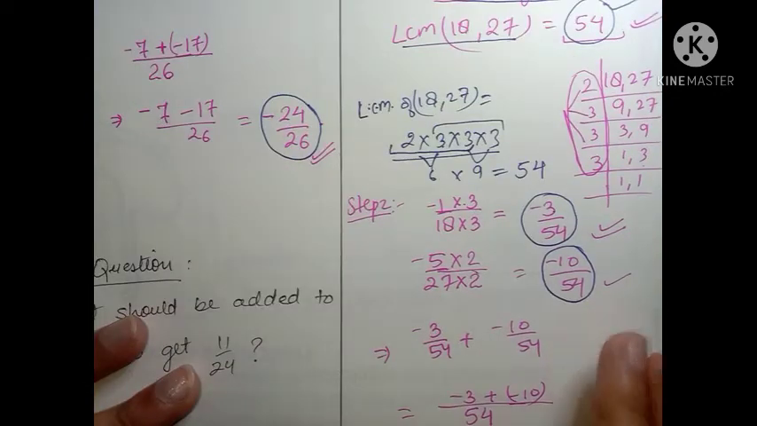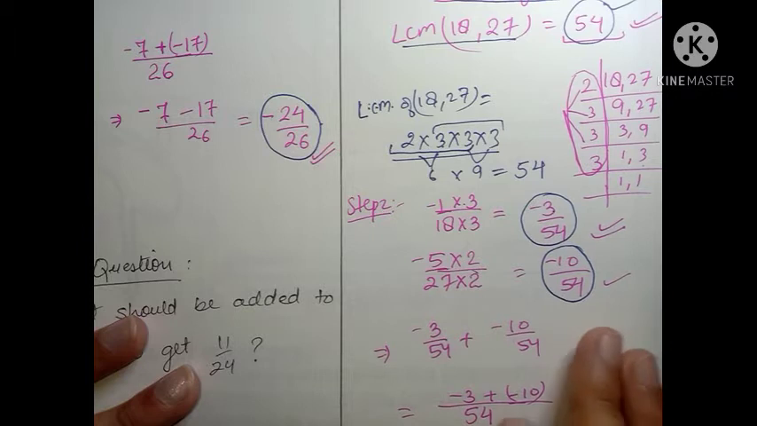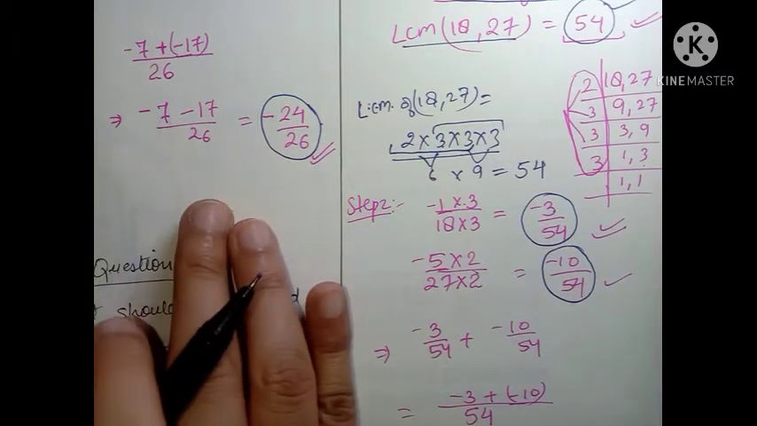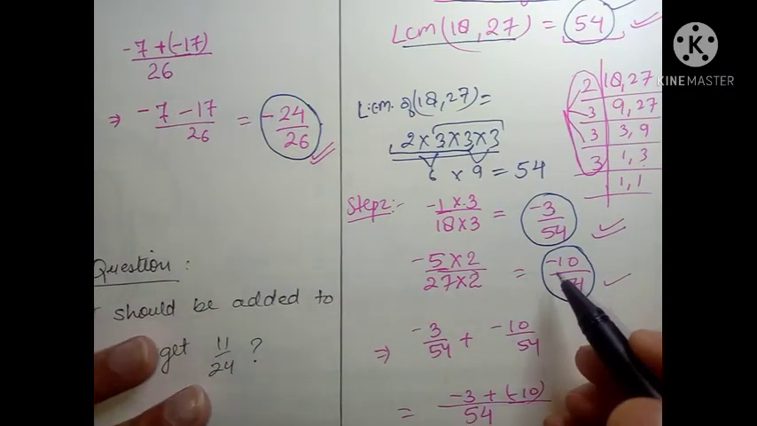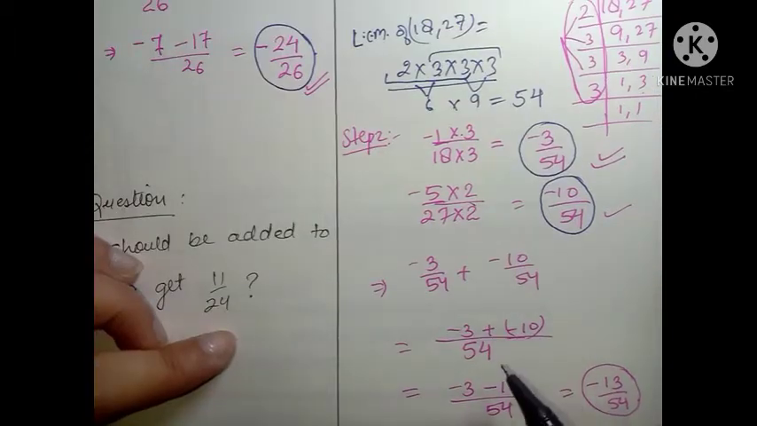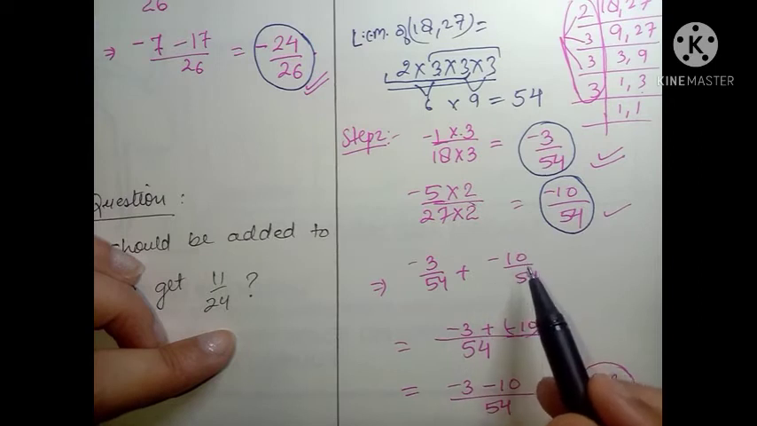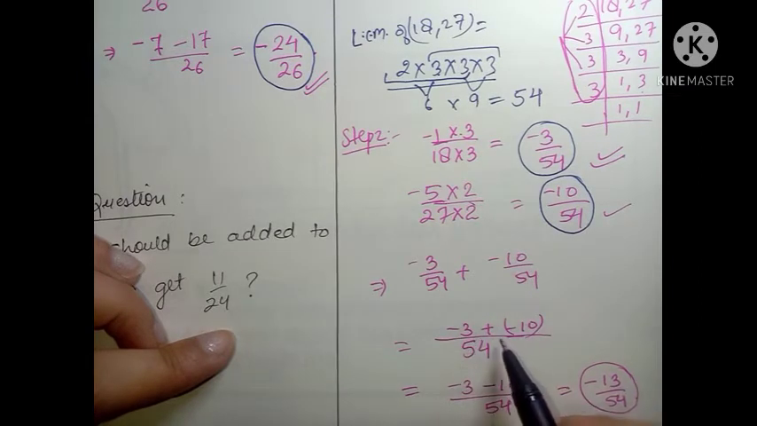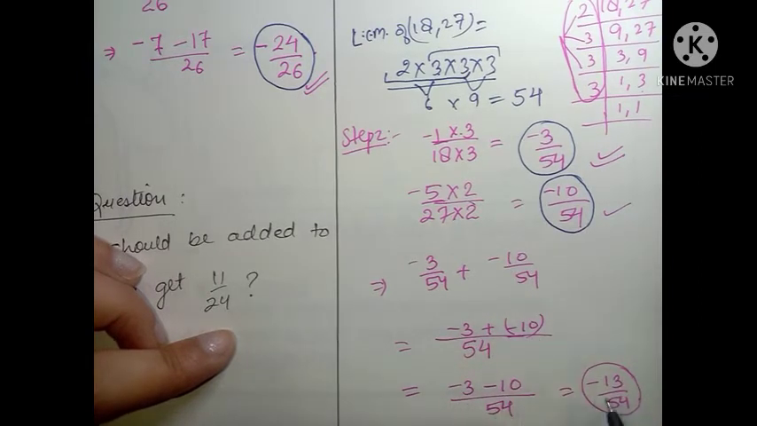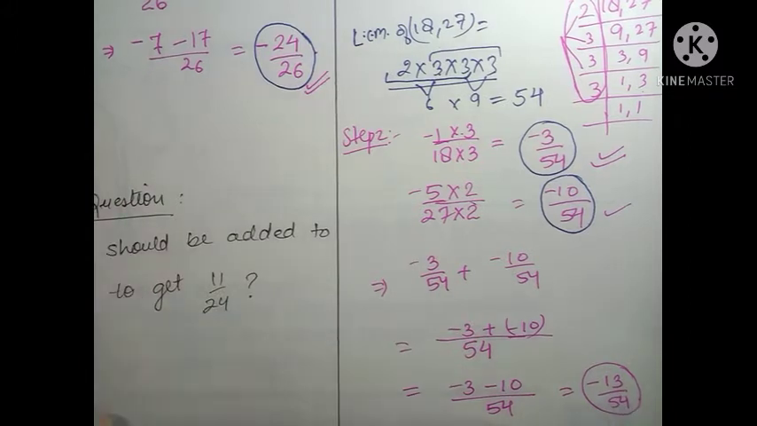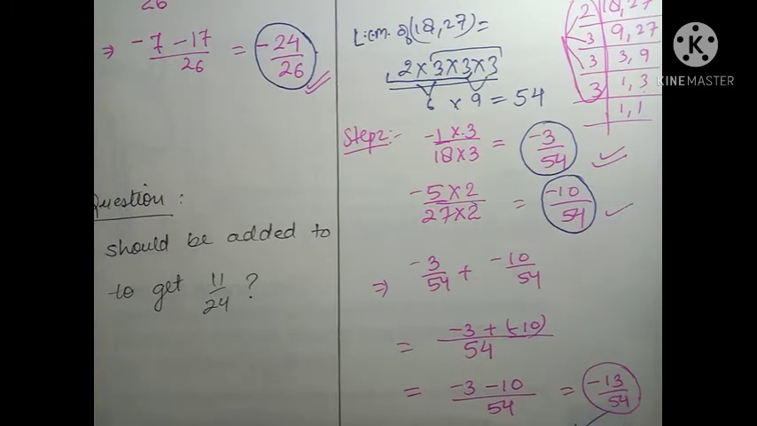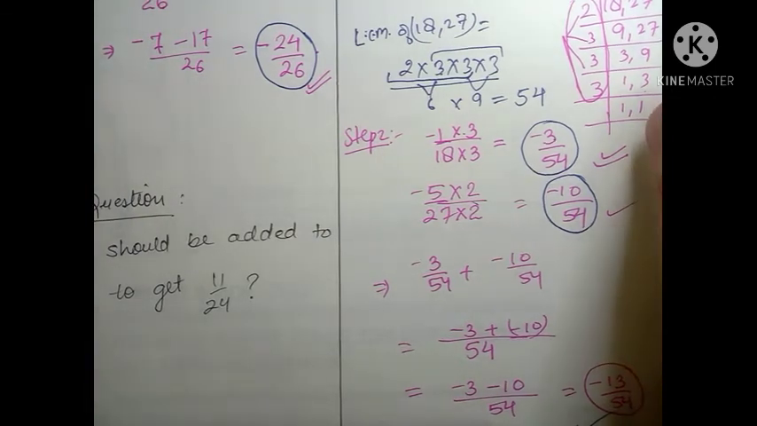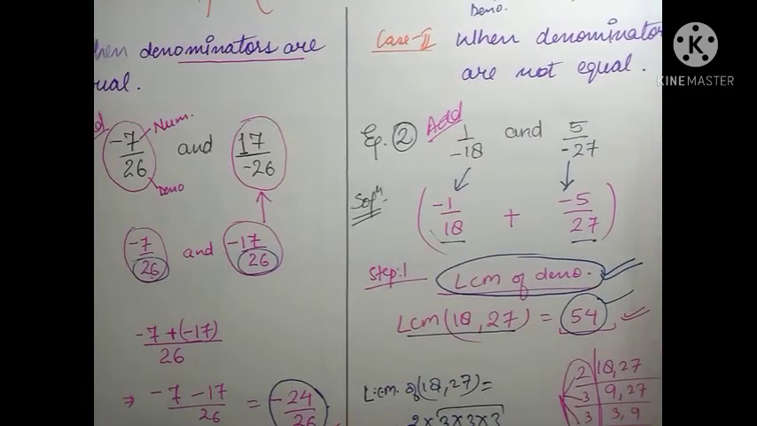You can proceed with your answer just as you did in the first case because these have the same denominators. So you write the denominator below and you add the numerators. So you get minus 3 plus minus 10. So this becomes minus, minus plus, and the sign goes to the greater one. So the answer is minus 13 upon 54. And this is how you solve addition of two rational numbers, whether denominators are equal or different.